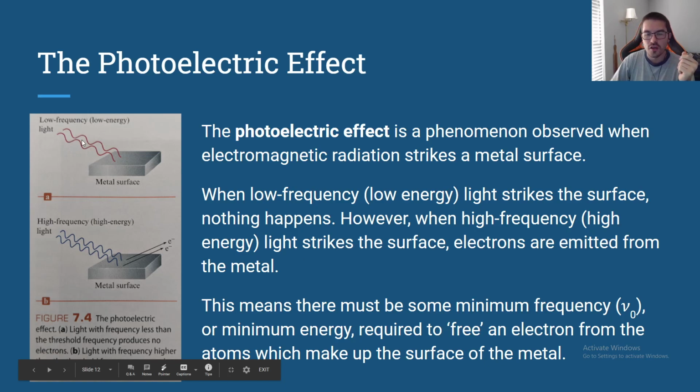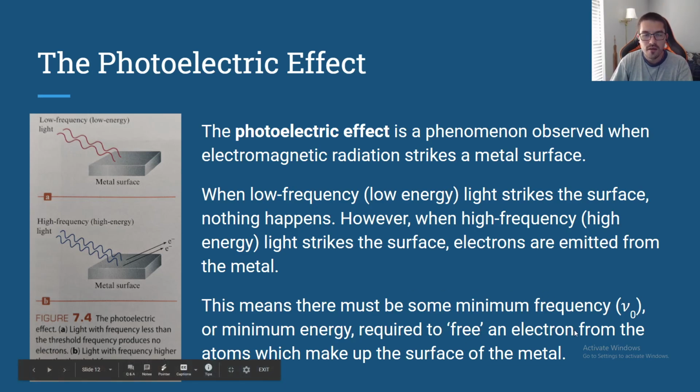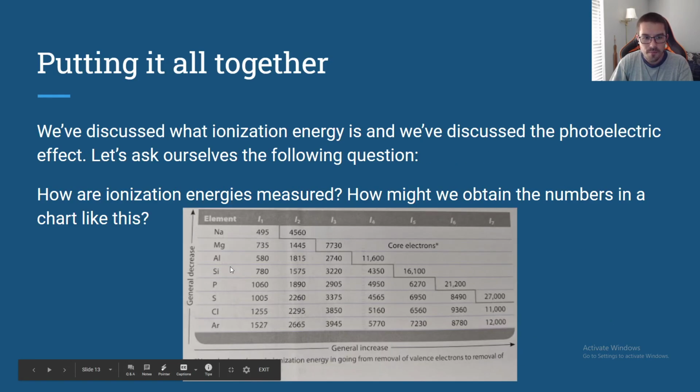Think of it almost like you have a dial, and you could crank up the frequency or the energy, and you could measure, looking to see if the electrons were coming out. You keep turning it up, and you keep turning it up, and then all of a sudden, boom, it starts happening. That would be the minimum frequency that's required to free the electron from the atoms of the metal.